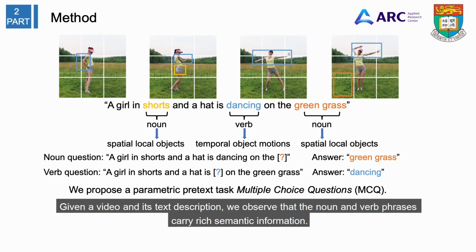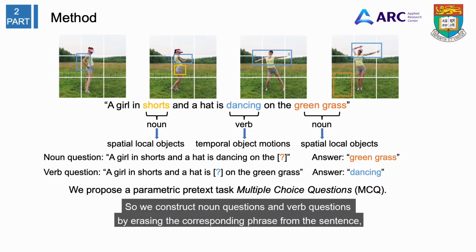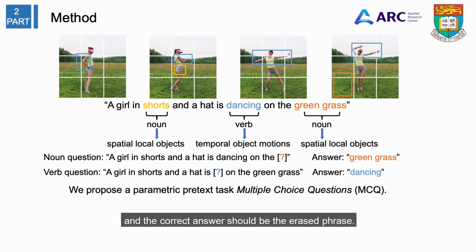Given a video and its text description, we observe that the noun and verb phrases carry rich semantic information. So we construct noun questions and verb questions by erasing the corresponding phrase from the sentence, and the correct answer should be the erased phrase.